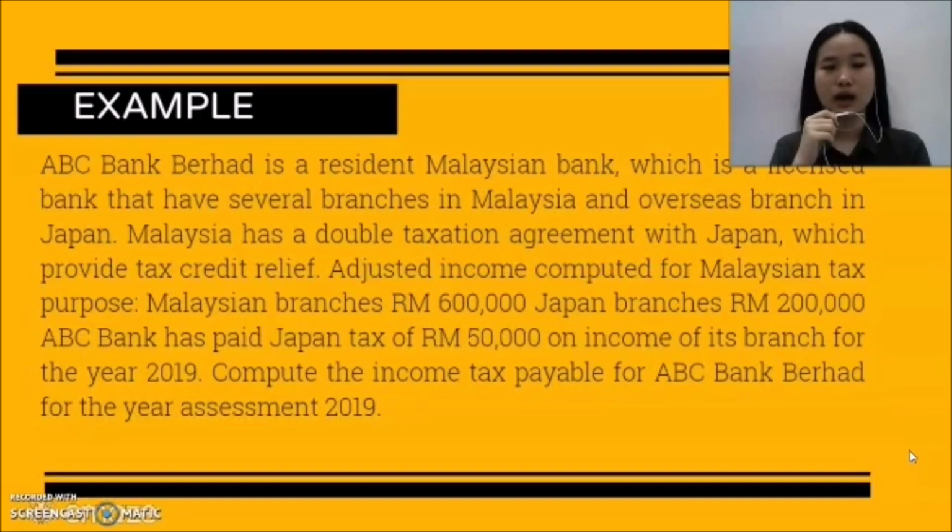Malaysian branches RM 600,000, Japan branch RM 200,000. ABC Bank has paid Japan tax of RM 50,000 on income of its branch for the year 2019. Now, compute the income tax payable for ABC Bank Berhad for the year of assessment 2019.